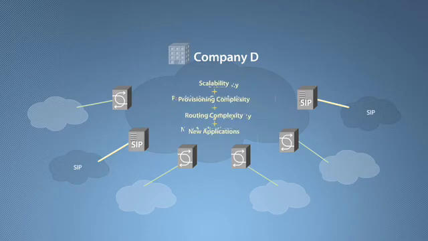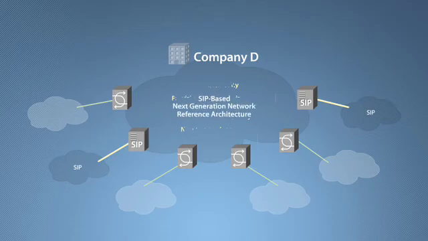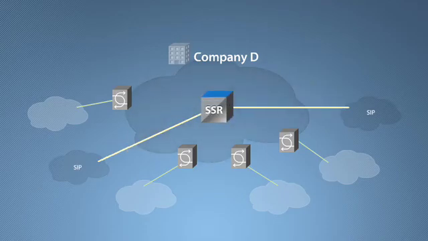The solution? Create a SIP-based next-generation network reference architecture over the existing network, using Tekelec's SIP signaling router as a SIP proxy. As a result, Company D now has a centralized SIP signaling and session control framework that acts as the route manager for all of the soft switches, relieving them of routing tasks.